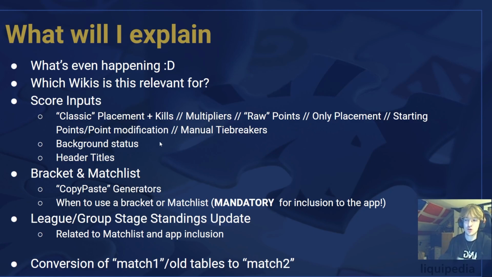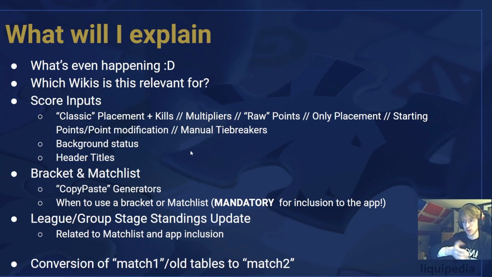The other things are smaller, like how to deal with the background status, basically indicating who's eliminated, who goes to a certain stage, etc. And then we have the bracket and match list. Because we're building off the original bracket system, we now have two things. One's a bracket, which is a bit simple. If it's just one table, you'll have one match. If it's two matches that lead into a finals, you'll use the bracket.